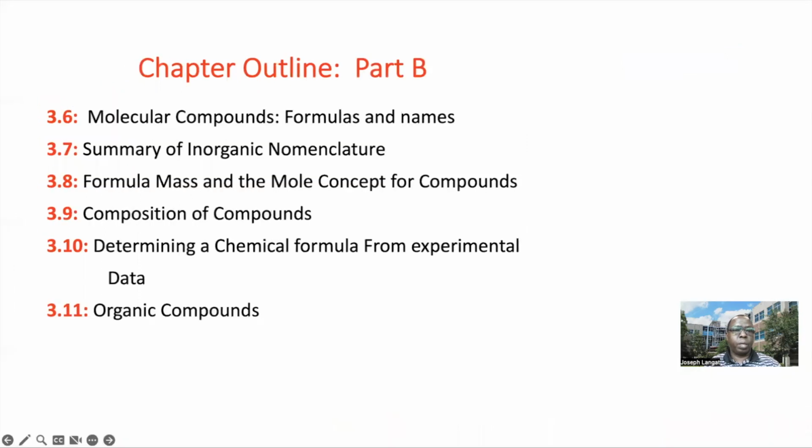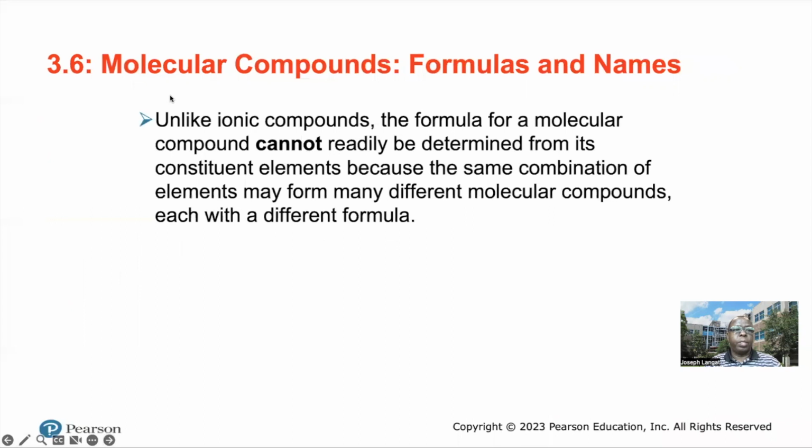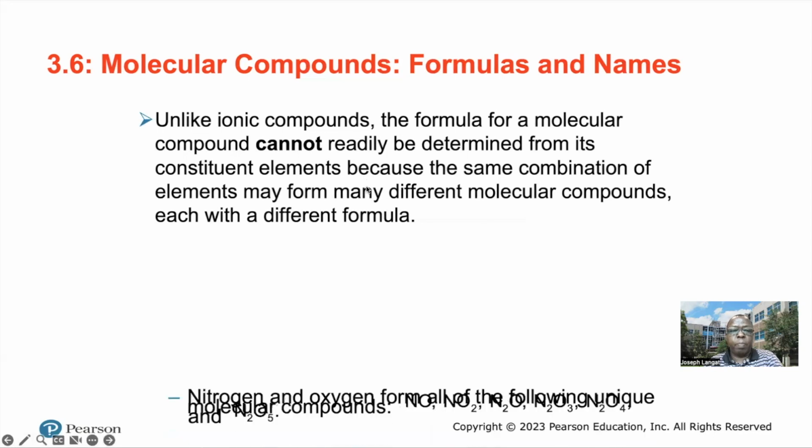So let's see in part 3.6, molecular compounds. Molecular compounds are compounds made up of two non-metals, unlike ionic compounds. Remember, ionic compounds are made up of a metal and a non-metal, or a metal and a polyatomic ion. For molecular compounds, you cannot determine the formula easily using the crossover rule we talked about. It's a different ball game here.